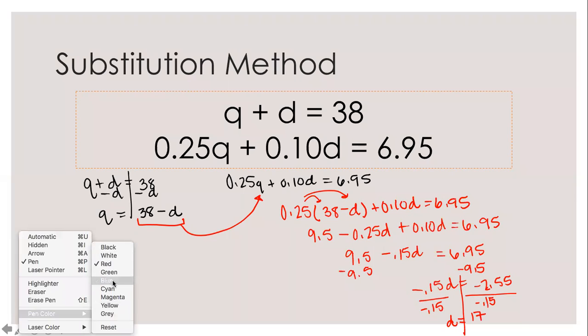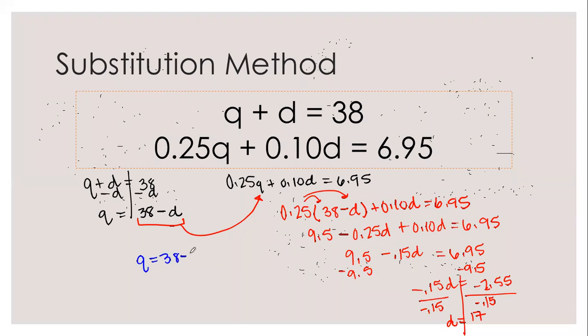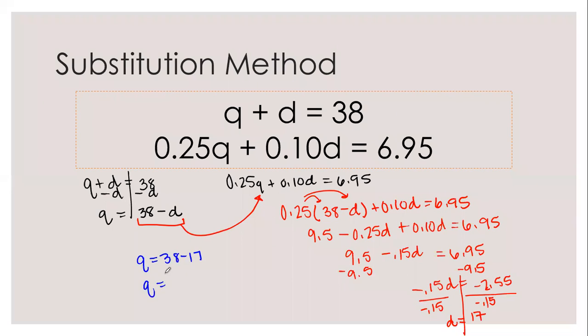But what if I want to find the other one as well? Well, what if I want to find Q? Then you substitute in for D. So I could go back to the Q equals 38 minus D, and I could substitute 17 in for D. So Q equals 38 minus 17. Q equals, thank you, 21.